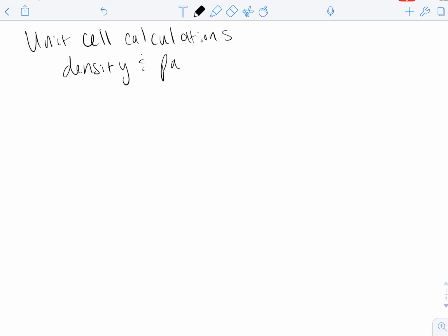Hello. In today's video lecture, we're going to be talking about unit cell calculations. For our unit cell calculations, we are going to be looking at them for both metallic or atomic and for ionic. So we're going to look at density and packing efficiency of both metallic unit cells as well as ionic unit cells.